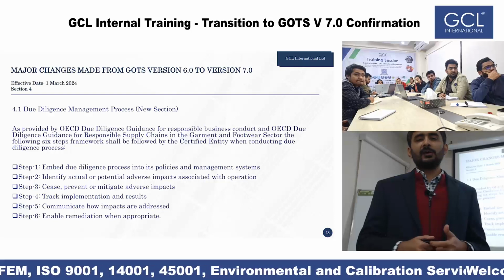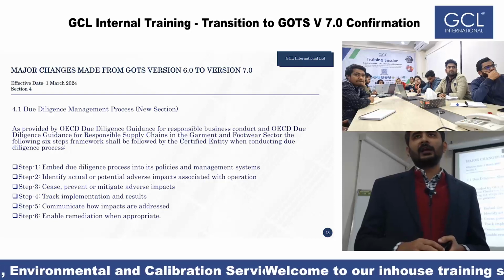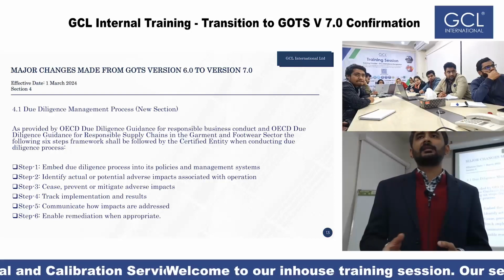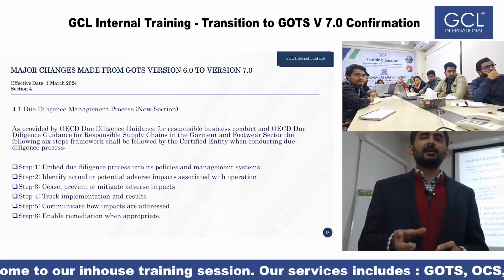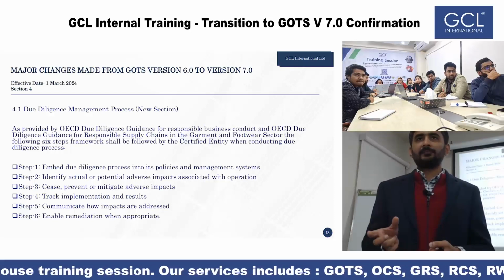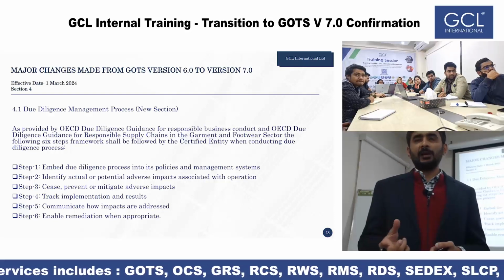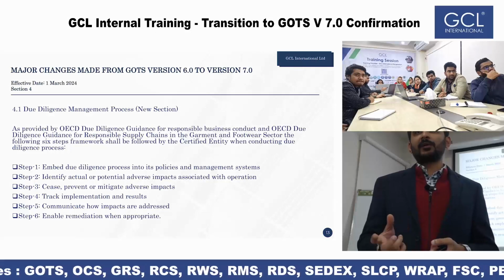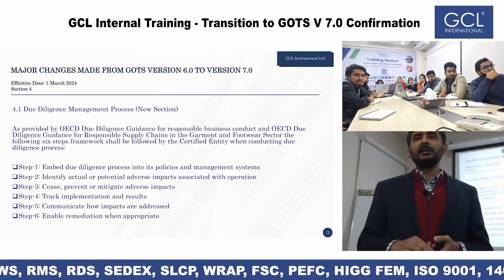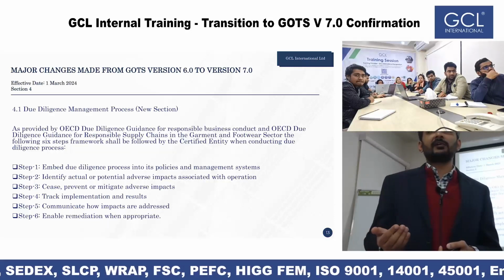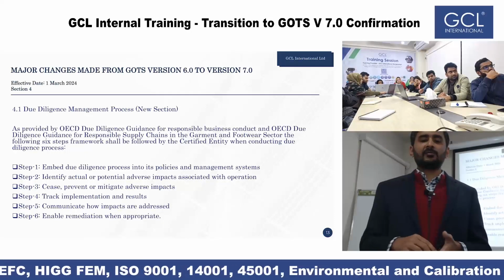In step 2 they have indicated that they should identify the actual or potential adverse impact. First, they have a policy, and in that policy they need to embed the due diligence criteria. Now they have a policy, they have to work on the implementation of that policy. For that, first they need to identify all the potential or actual adverse impacts. That is step 2. In step 3, to mitigate or prevent the adverse impact they have identified, they need to take action.